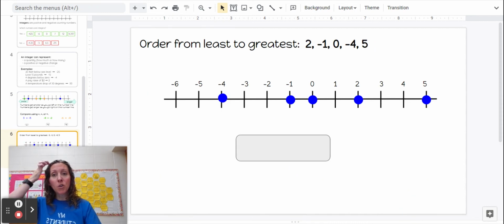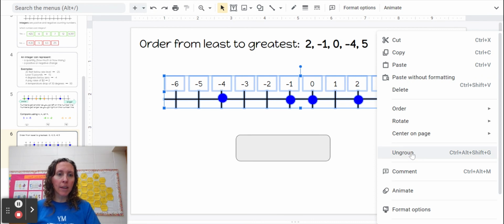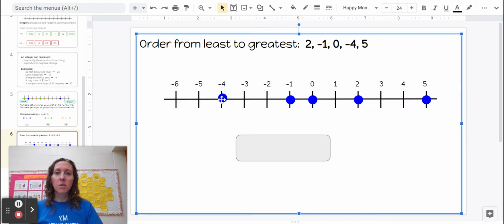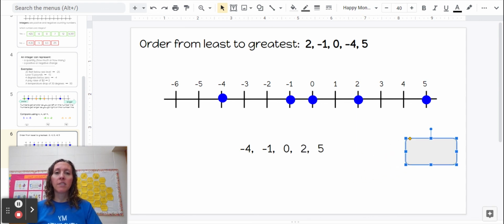And lastly, we might have to order numbers from least to greatest. So you'd want to imagine where those numbers would be on a number line or sketch out a number line. And then whichever one is further to the left, I should probably ungroup that. All right, so this point is furthest to the left, so that one is the least. Then next would be negative 1, and then next would be 0, and then 2, and then 5. So least is the one that's furthest to the left. Greatest is furthest to the right.